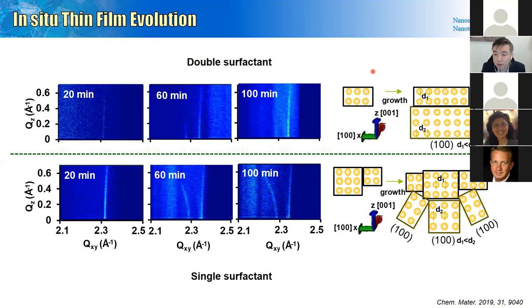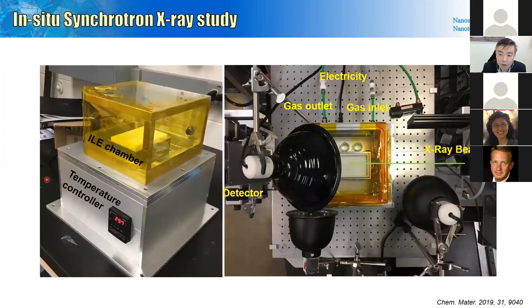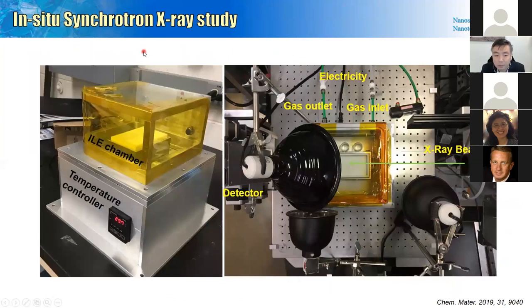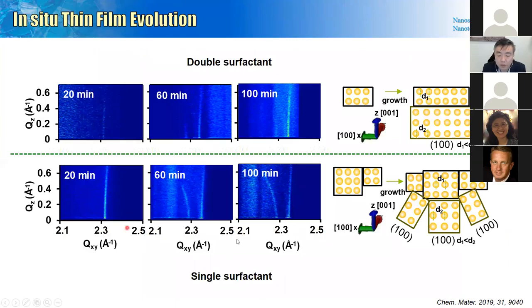Oh, this one is used same surfactant as we showed here. The double surfactant is SOS and oleomine, and the single surfactant is just SOS. So this is just SOS, and this one is SOS and oleomine 1:9 ratio.